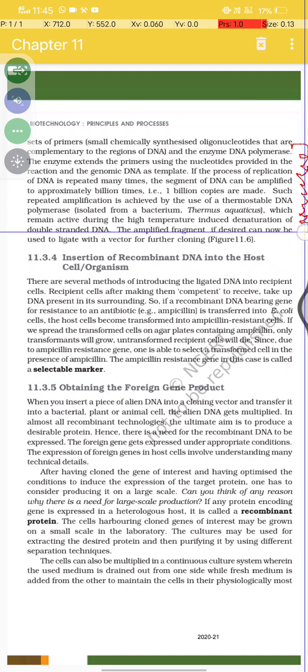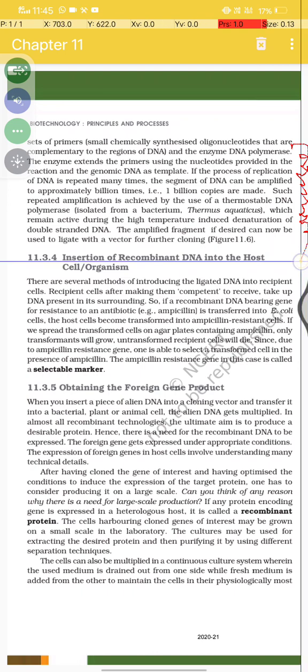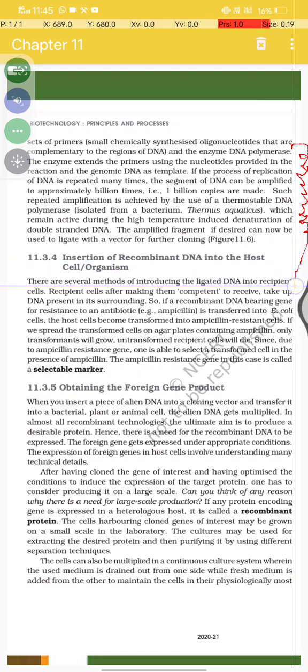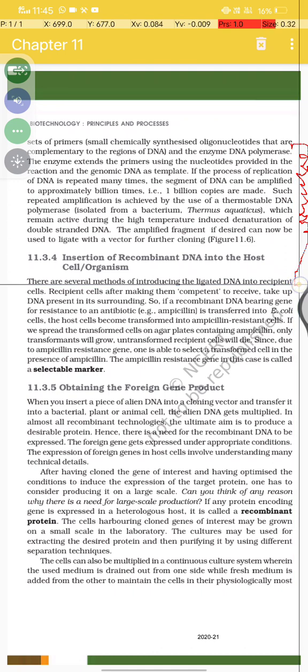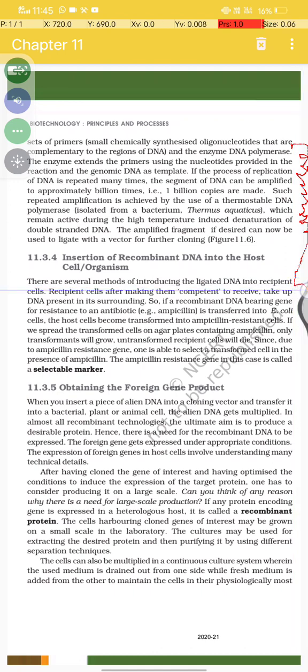The amplified fragment, if desired, can now be used to ligate with the vector for further cloning. Figure 11.6. 11.3.4 Insertion of recombinant DNA into the host cell organism. There are several methods for introducing the ligated DNA into a recipient cell, after making the recipient cell competent to take up DNA present in its surrounding.